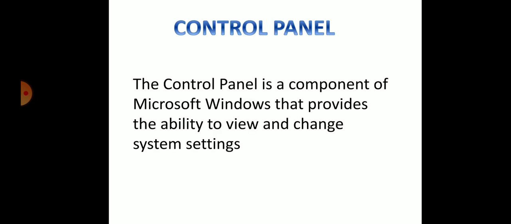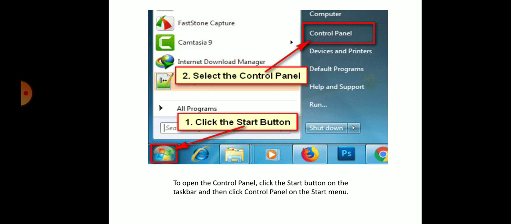The control panel is a component of Microsoft Windows that provides the ability to view and change system settings. To open the control panel, click the Start button on the taskbar and then click Control Panel on the Start menu.